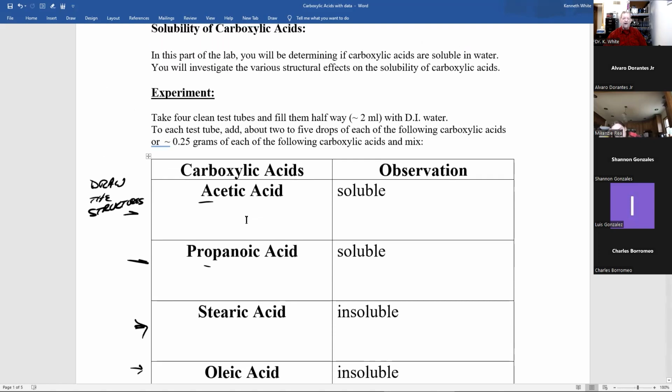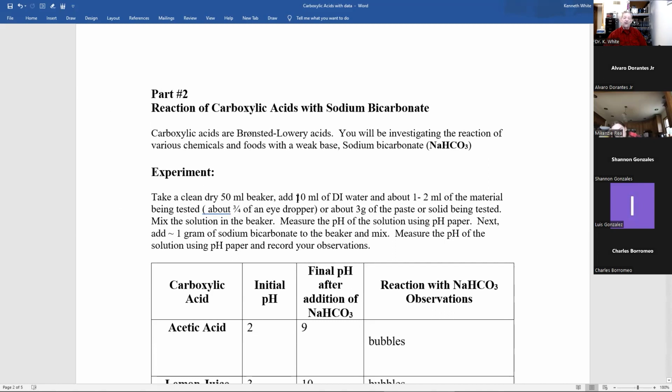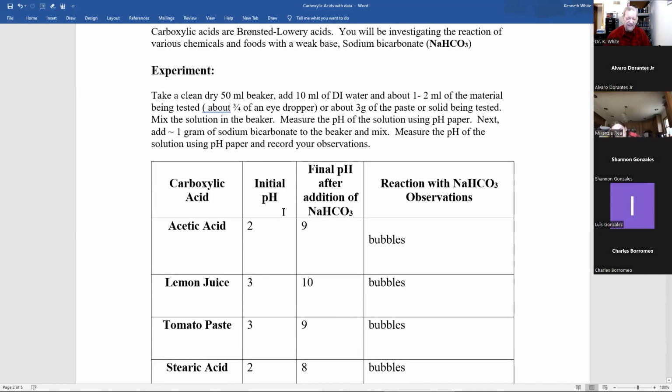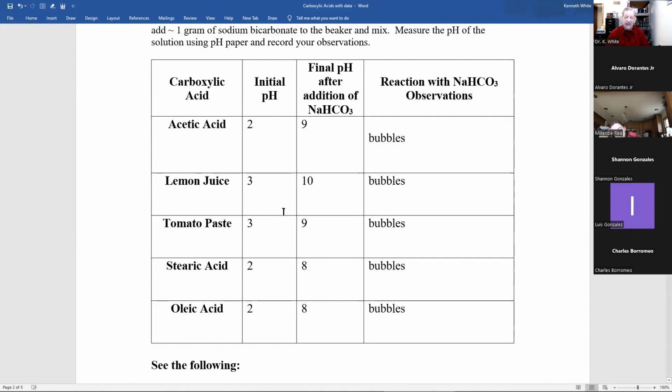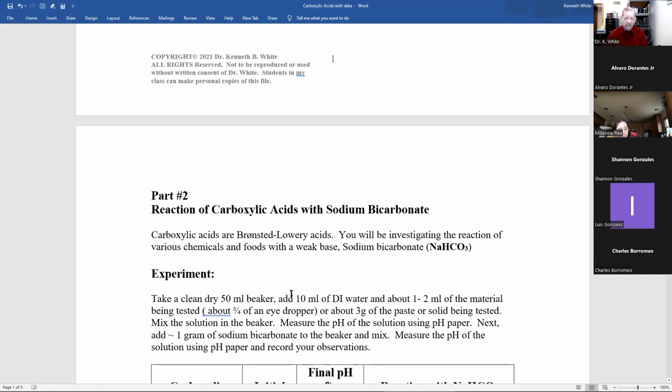And that's part 1. Now, in part 2, this is fun. Oh, I'm sad. You get to use some really dangerous chemicals: lemon juice, tomato paste, acetic acid, which we use as vinegar, and stearic acid and oleic acid. And what you're doing is reacting it with sodium bicarbonate.